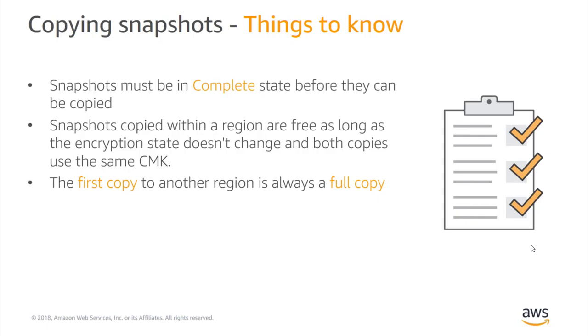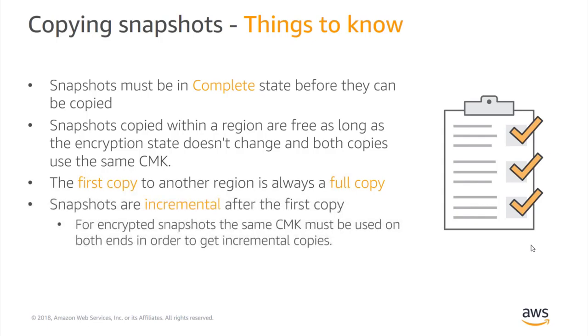When copying snapshots across regions, the first copy will always be a full copy. That means all of the blocks needed to restore the volume to the snapshot state will be copied. However, additional cross-region copies of the same snapshot will be incremental, so long as the encryption state doesn't change during the copy process. Finally, keep in mind that tags will not be copied across snapshots. You'll need to either set new tags or reapply tags on the new snapshot.